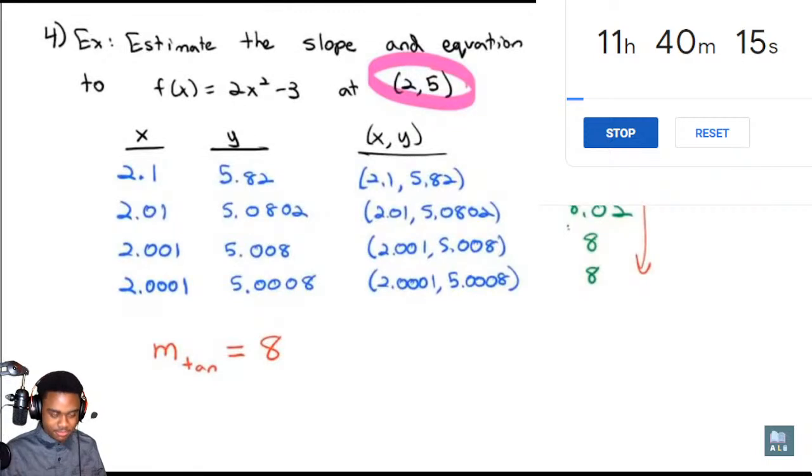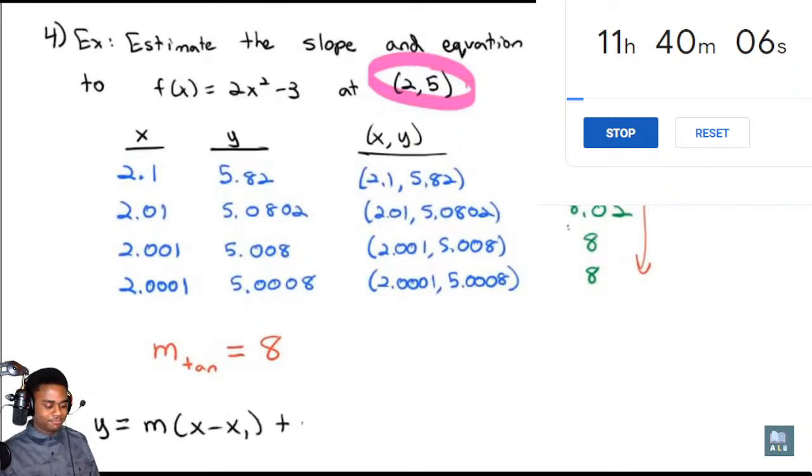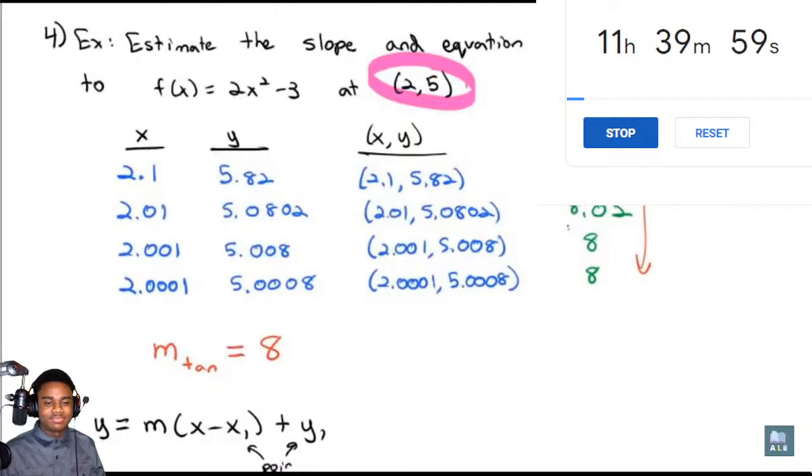And going back to our algebra days, a good equation to remember is that the equation of the line is y equals m times x minus x1 plus y1, where x1 and y1 are a point we know that's on the line, and m is the slope.